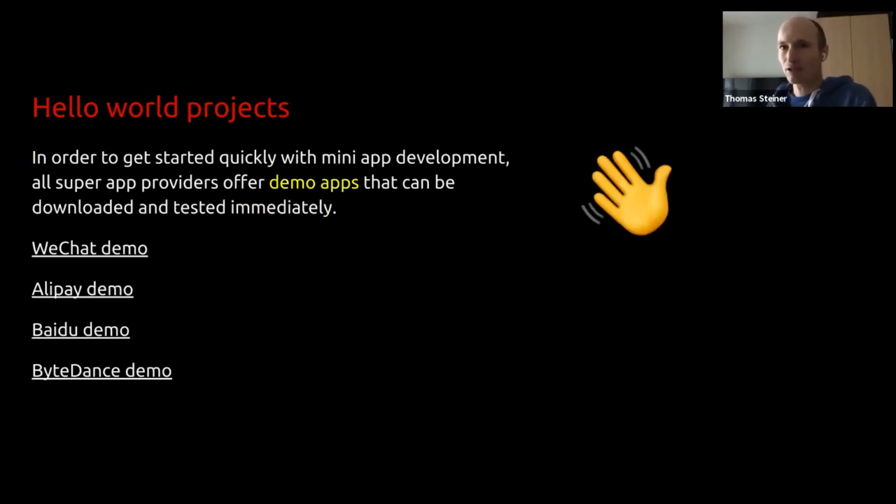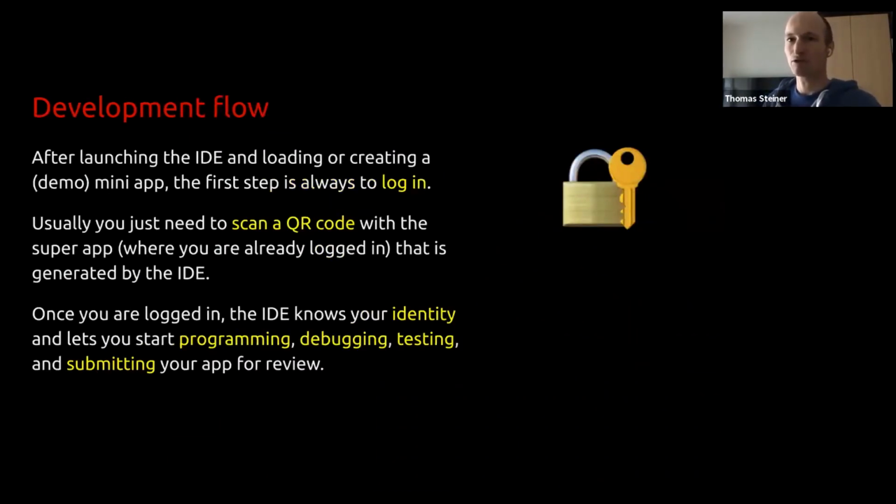And for getting started, all of them offer Hello World projects. Again, the underlined words are links, so you can get started very quickly and just have a baseline experience of an app running. Right. For the development flow, when you launch the IDE, typically you need to log in. This happens with a QR code that you need to scan with the super app where you already logged in. And once you're logged in, the IDE then knows who you are and lets you start programming, debugging, testing, and obviously also in the later stages, submitting your app for review to one of the mini app stores.